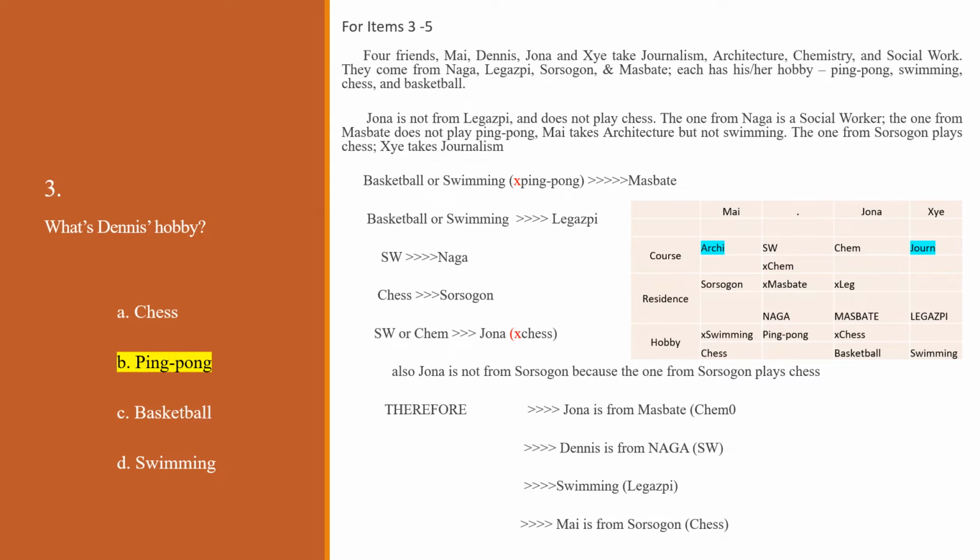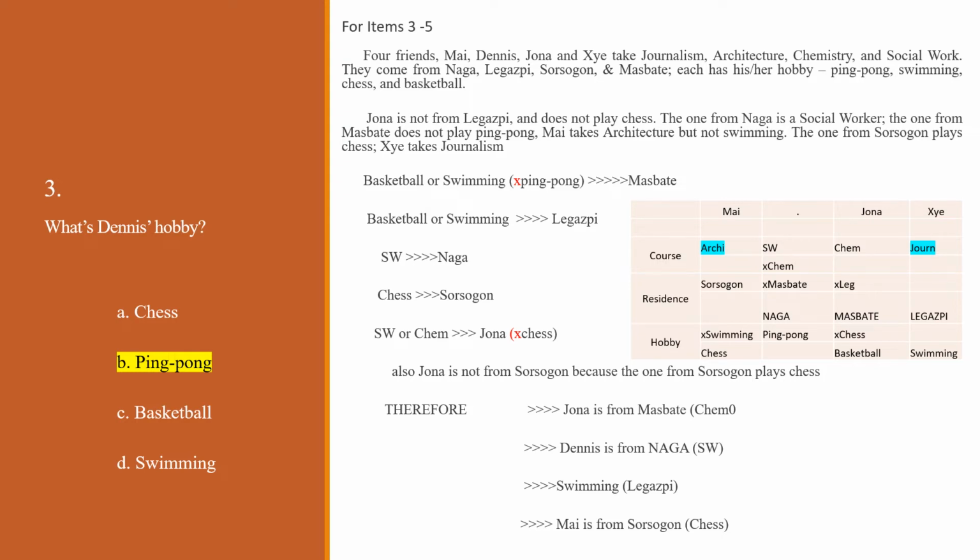Okay, and that May takes up architecture, so that's indicated with the blue highlight. That's a fixed thing. And May does not take up swimming. The one from Sorsogon plays chess. So chess and Sorsogon will have to go together. And that Sai takes up journalism. So that's also highlighted with a blue ink, so that we know that it's a fixed thing.